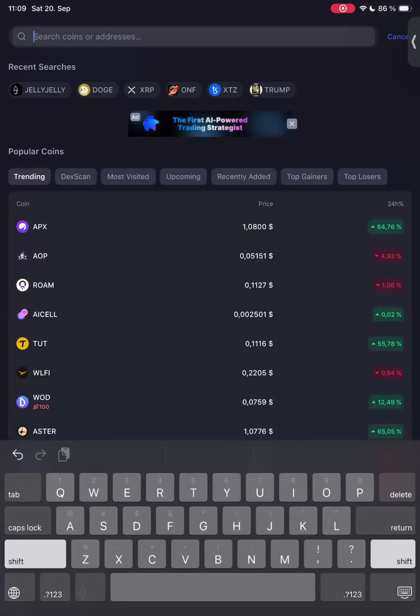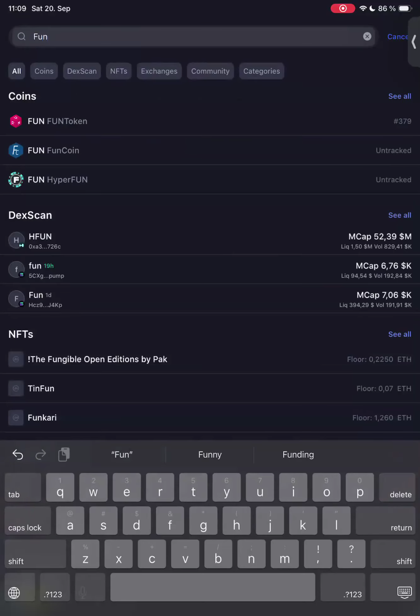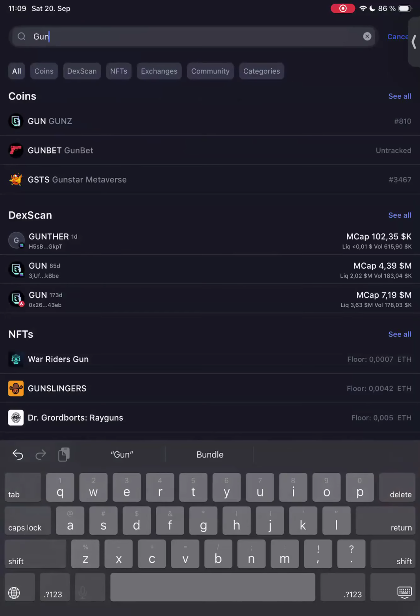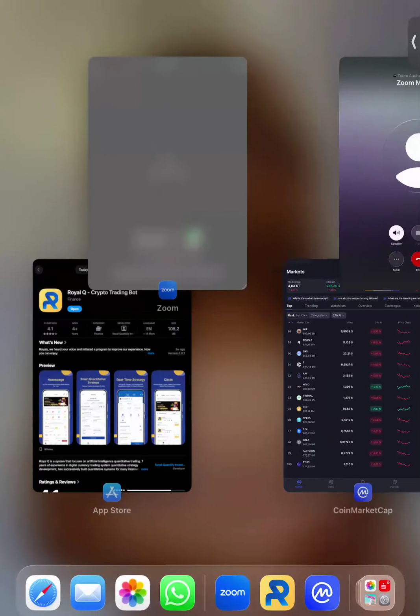Fan. Thank you, Leader Aminata. You see Fan and Gun. The name alone will tell you, are these coins for real? So fan token, okay, 379. We also have Gun. They are funny names. So 810. Such a coin, my dear, is not advisable to put on cycle mode.